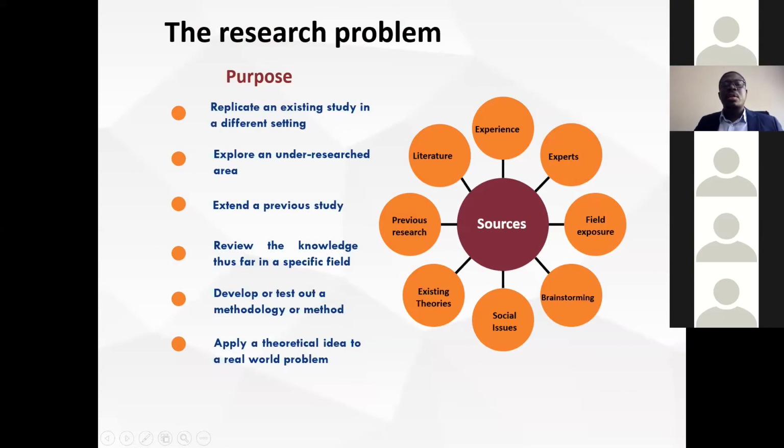So we are still on the research problem, because today our focus is on how to generate a research topic. And your research topic will always emanate from the problem that you are able to identify. So we need to first understand the purpose of research. If we understand this, it also helps us to come out with a suitable problem and a topic.